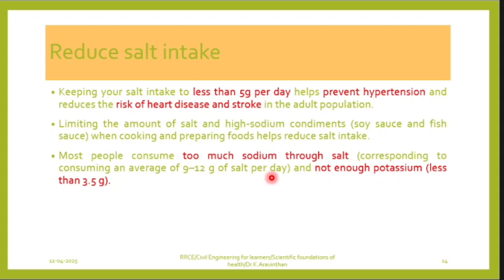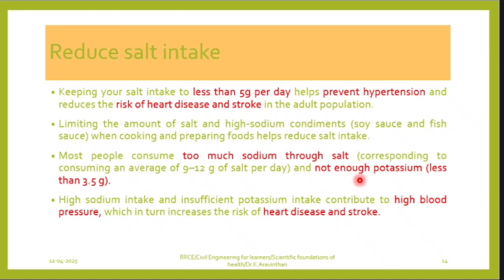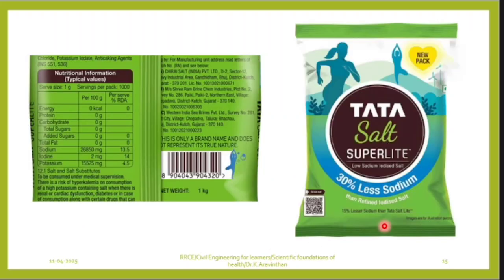Why? Because it will impact your health, and it will increase the pressure level of your parents. Parents might be unaware of this. They will consume too much salt, and their pressure will increase. Go and check your salt: there should be a reduction of sodium and an increase of potassium. People consume 9 to 12 gram of salt on average, and not enough potassium, less than 3.5 grams of potassium. If you are not maintaining that, high blood pressure and heart stroke will come.